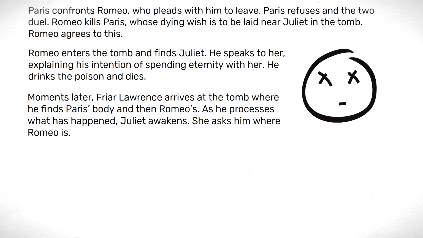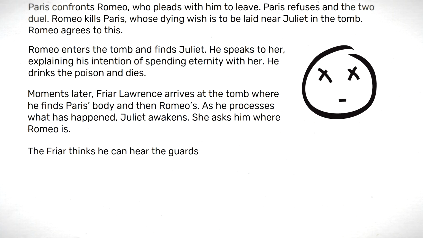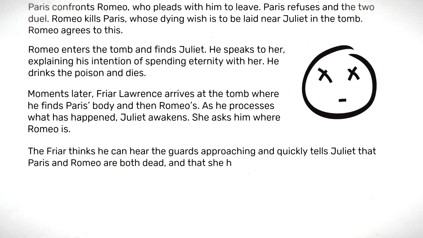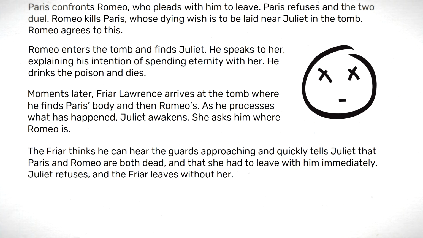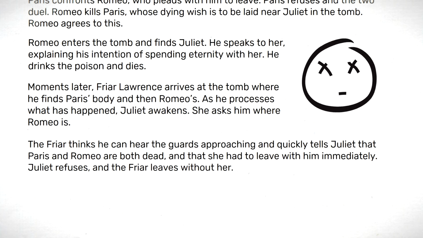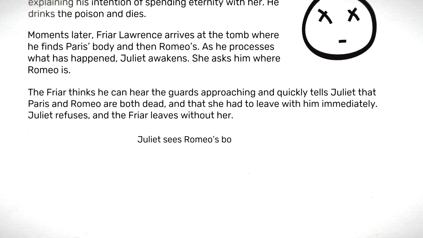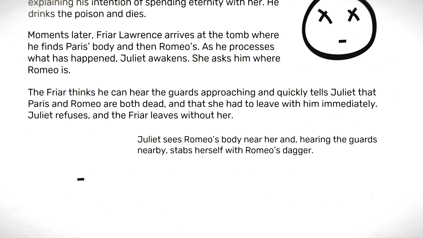She asks him where Romeo is. The friar thinks he can hear the guards approaching and quickly tells Juliet that Paris and Romeo are both dead and that she had to leave with him immediately. Juliet refuses, and the friar leaves without her. Juliet sees Romeo's body near her and, hearing the guards nearby, stabs herself with Romeo's dagger.